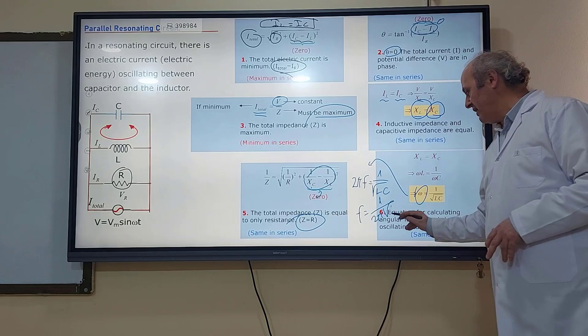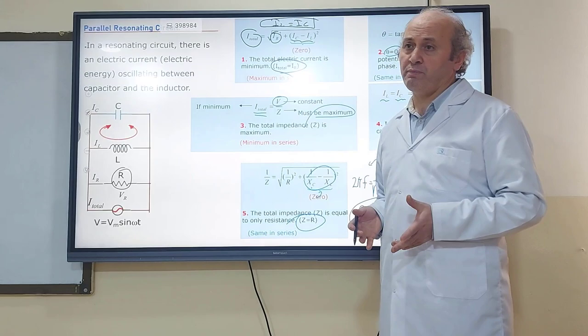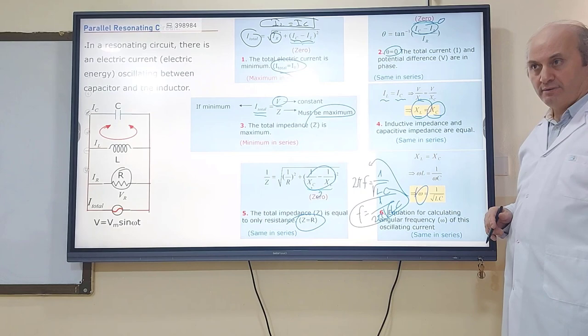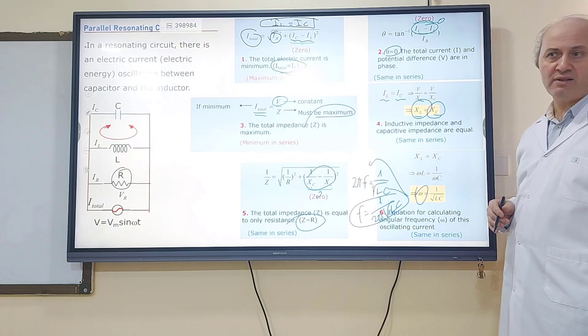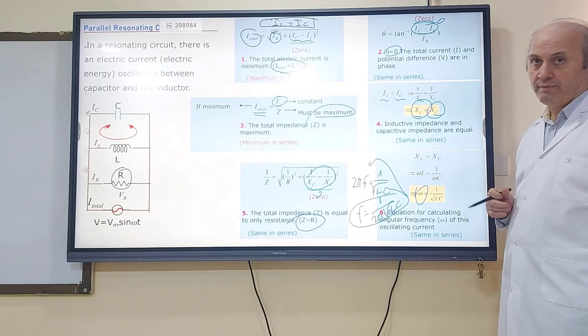Angular frequency and frequency are directly proportional, but they're not the same thing. Of course, one of them is f, the other one is omega. It tells how quickly the electric current oscillates between the capacitor and coil. Teacher, how would it look in a series circuit? I will show you how it happens in series.